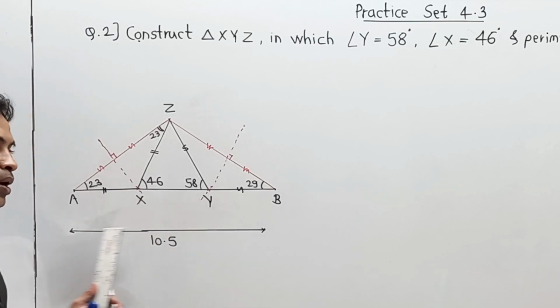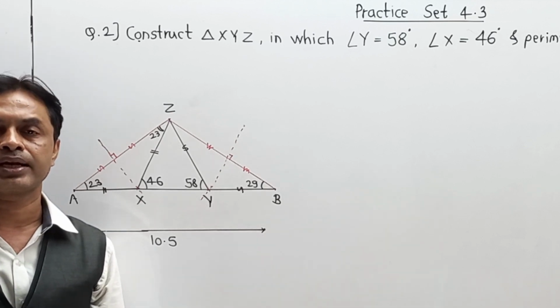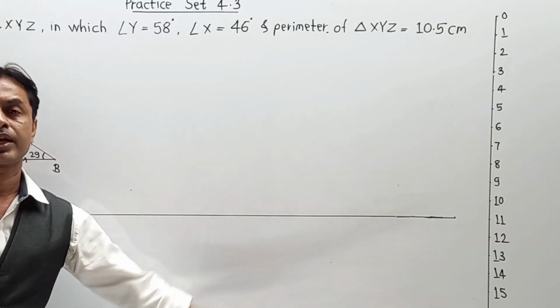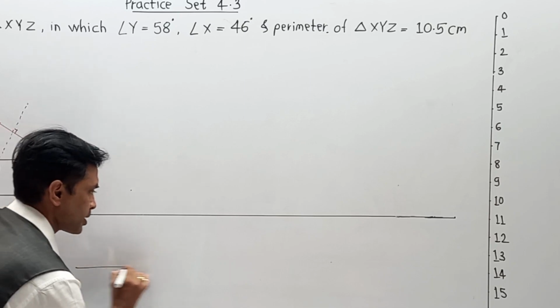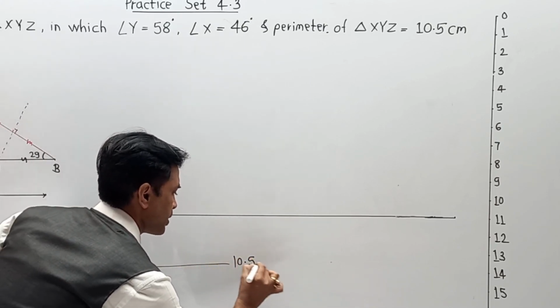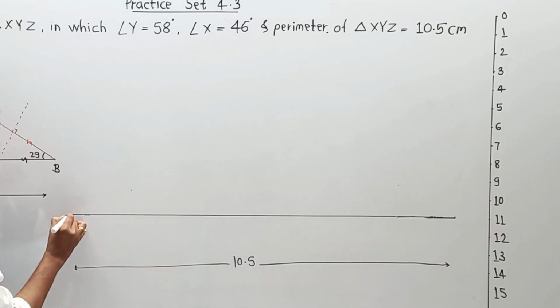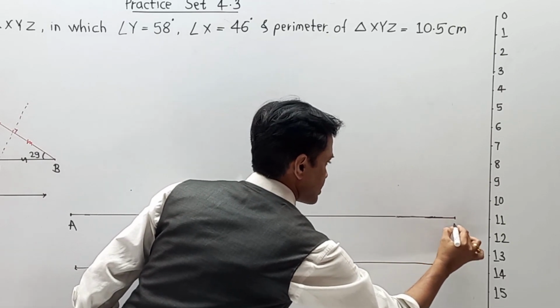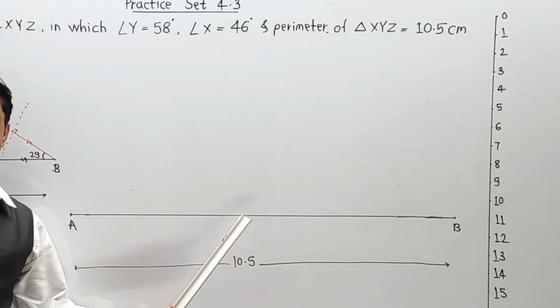First of all, we have to draw a length AB over here. Please pay attention to your main diagram. Now first of all, we have drawn one horizontal line of length 10.5 centimeters. Means you can simply say this distance is 10.5 centimeters over here. These end points I am going to indicate as A and B. So first of all, we have drawn one horizontal line AB of length 10.5 centimeters.